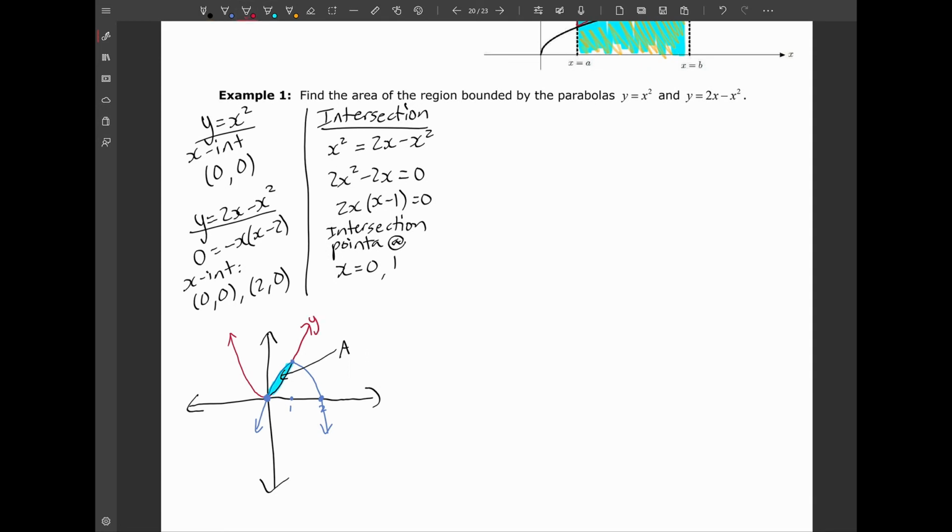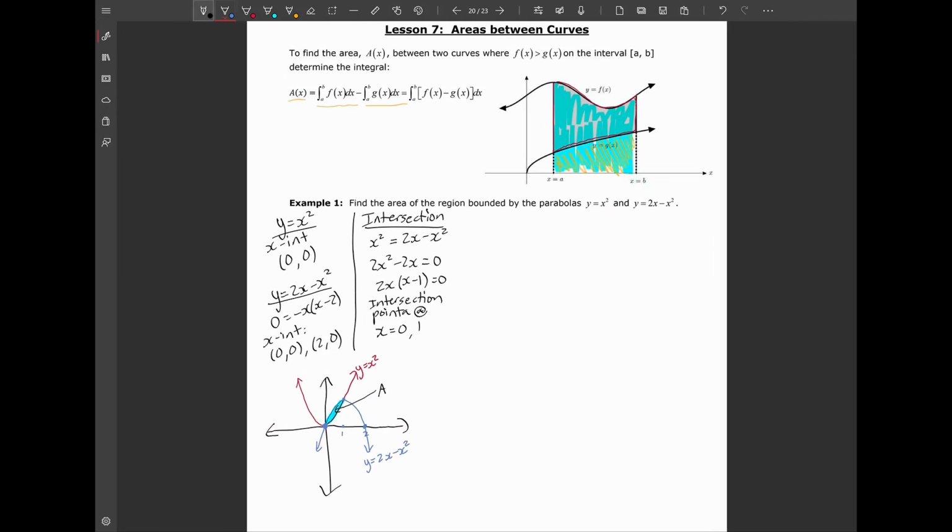So just to be clear, this is y is equal to x squared, and it's always good to label your curves when you draw them. Y is equal to 2x minus x squared. Perfect. Okay, so now we want to find our area.